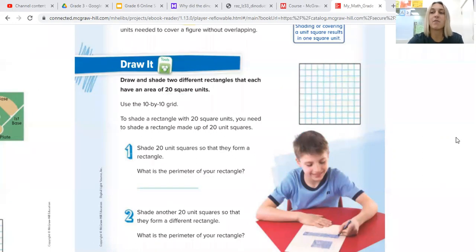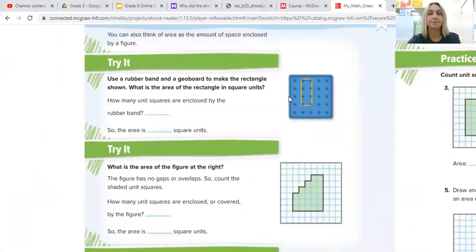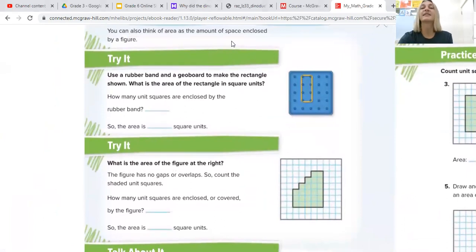All right, let's move to the next page here. We're going to do this next page all together, and then I'll walk you through the rest to do on your own. So you can also think of the area as the amount of space enclosed by a figure. We don't have these fun, fancy geo boards, but we can look at this picture to help us figure out the area here. It says to use a rubber band and a geo board to make this rectangle. Can't do that, but we can look here. What is the area of the rectangle in square units? We can draw our lines here to make those squares. I know my blue is hard to see, but I have 1, 2, 3 square units inside of my rectangle. The area is 3 square units.